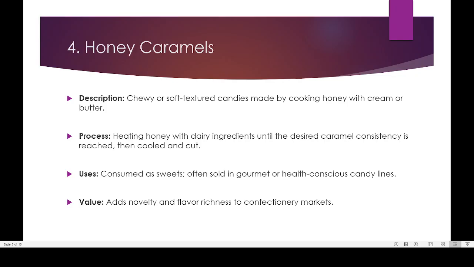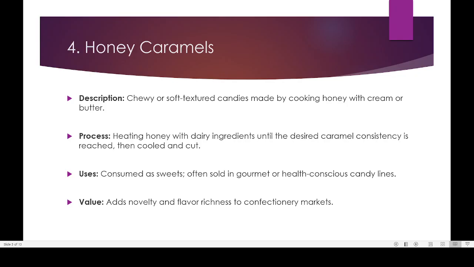See, here also you can find different types of salted honey caramel. See, some type of chocolate-like thing is known as honey caramel. Here also you can see that these are all honey caramels. It's a chewy, soft textured candy made from cooking honey with cream or butter. A chocolate-like thing is known as a honey caramel.